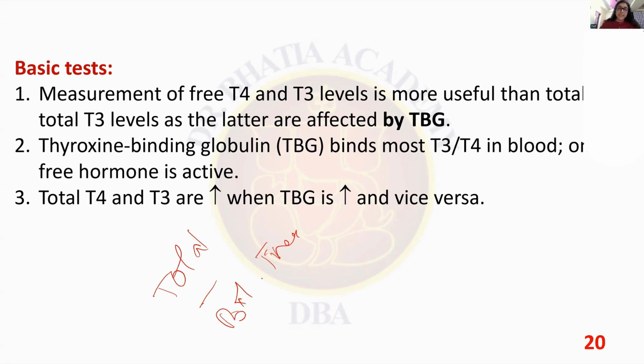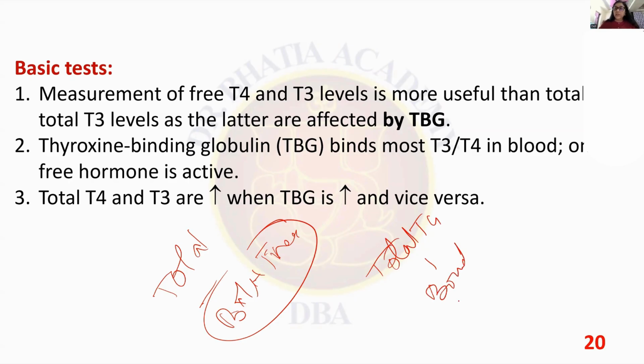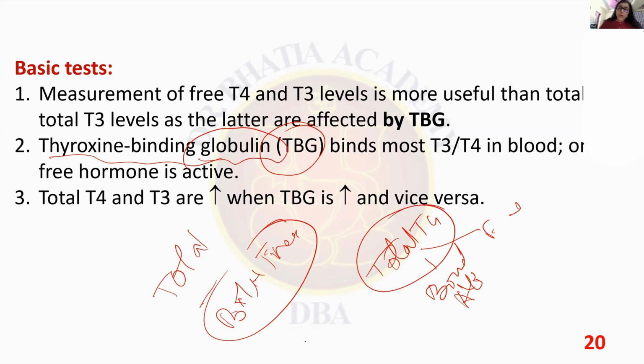तो जब हम टोटल मेजर करते हैं, when you measure total, you measure what? You measure both the bound form as well as the free form. ओके, तो अगर हमारी रिपोर्ट कह रही है टोटल T4, टोटल T4 का मतलब है बाउंड T4 भी होगा जो थायराइड बाइंडिंग ग्लोबुलिन से बंधा हुआ है, TBG से बंधा हुआ है, कोई ना कोई प्रोटीन से बंधा हुआ है, थायरोक्सिन बाइंडिंग ग्लोबुलिन, कुछ ना कुछ एल्बुमिन से बाउंड है और कुछ फ्री है। So whenever you measure a total T4 or a total T3, you are measuring the bound form as well as the free form. लेकिन एक्टिव फॉर्म कौन सा है?